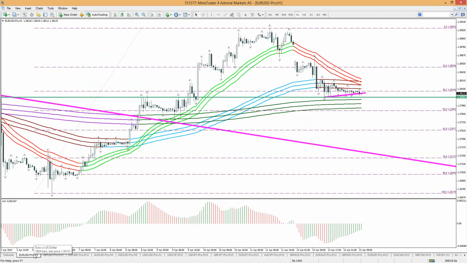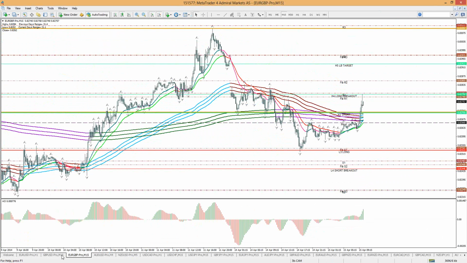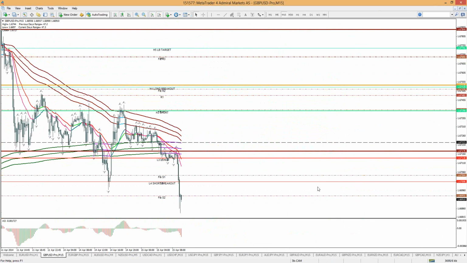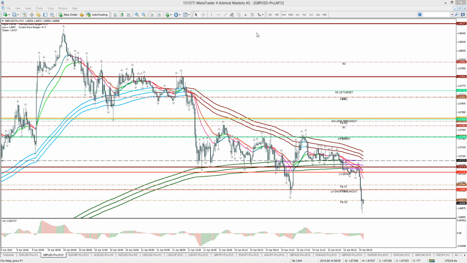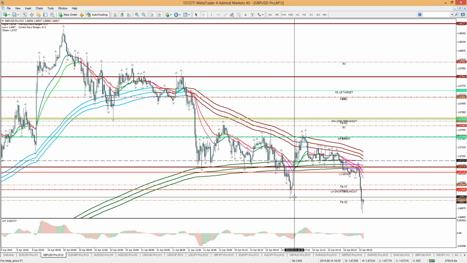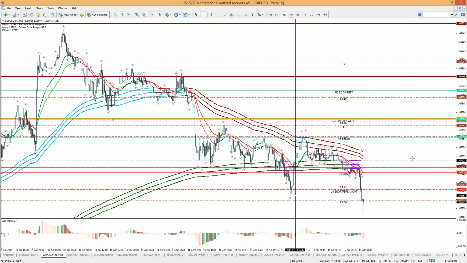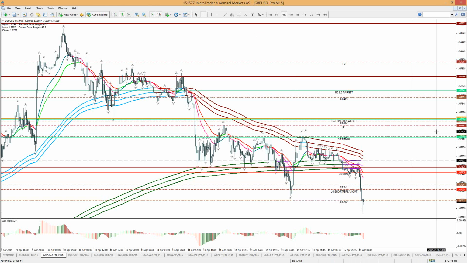Euro dollar is not breaking yesterday's low. That's because euro pound is moving up. Pound dollar is going lower. Let's see, pound dollar pivot point 167.07 is the weekly pivot point. Looks like we broke through that today, and we broke through yesterday's low as well. So the pound dollar is getting that energy here to break those levels.